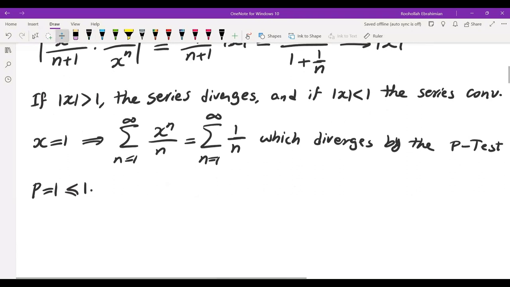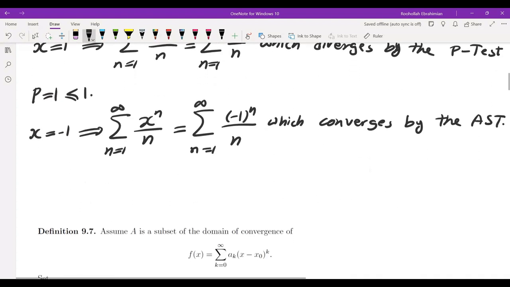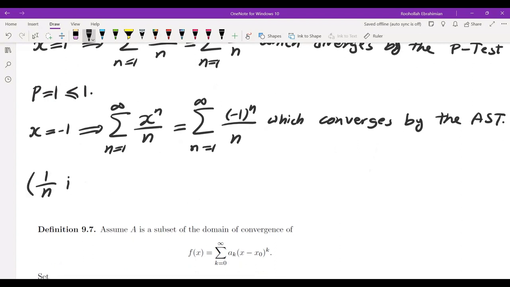Now we plug in x equals negative 1. If x is negative 1, then the series x to the n over n becomes negative 1 to the power of n over n. And this is an alternating series which converges by the alternating series test. And what we need to do is check the conditions: 1 over n is decreasing to 0. It converges to 0 and it's also decreasing.